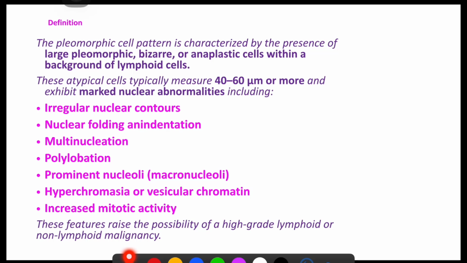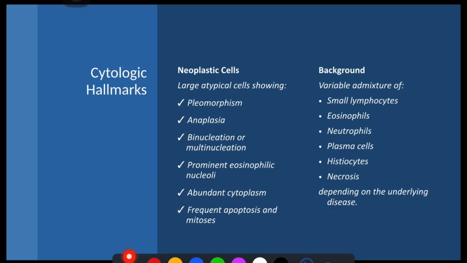These atypical cells typically measure 40 to 60 micrometer or up to 100 micrometer, and they exhibit marked nuclear abnormalities including irregular nuclear contour, nuclear folding and indentation, multinucleation, polylobation, prominent nucleoli which are called macronucleoli, and hyperchromasia or vesicular chromatin, and increased mitotic activity. So these features raise the possibility of high-grade lymphoid or non-lymphoid malignancy.